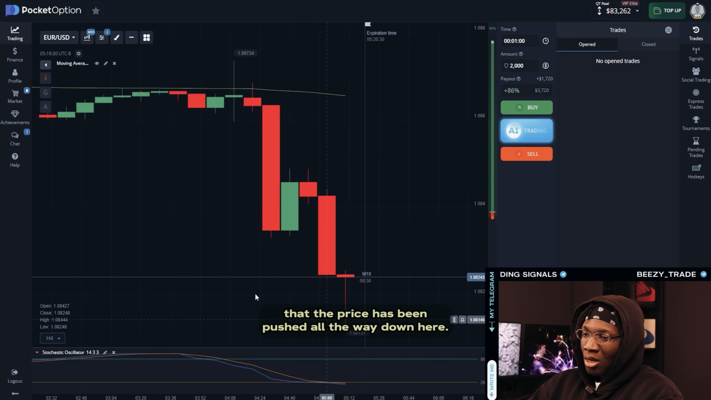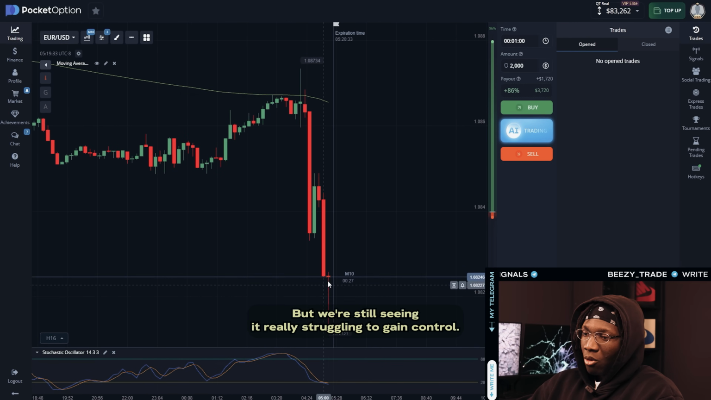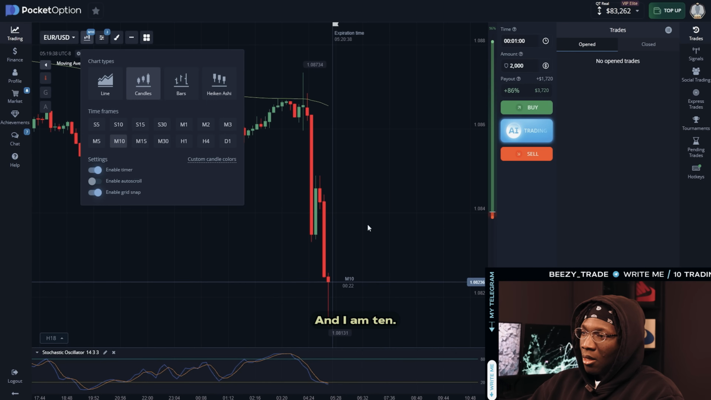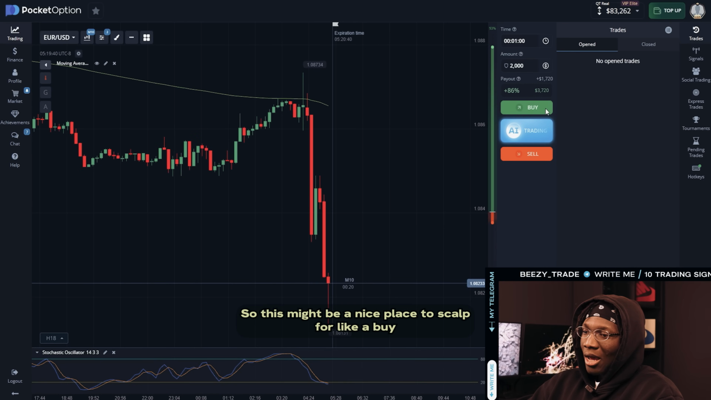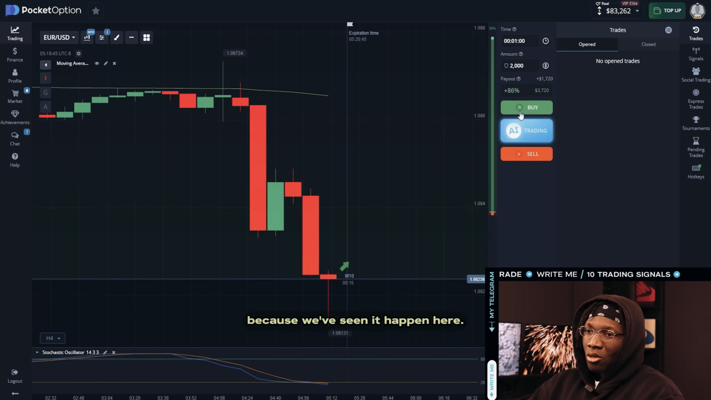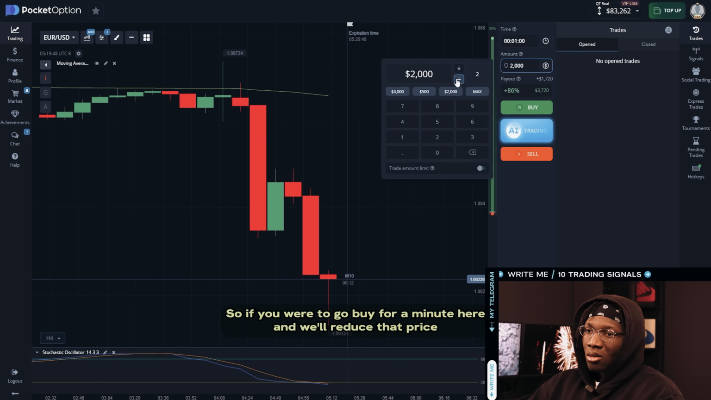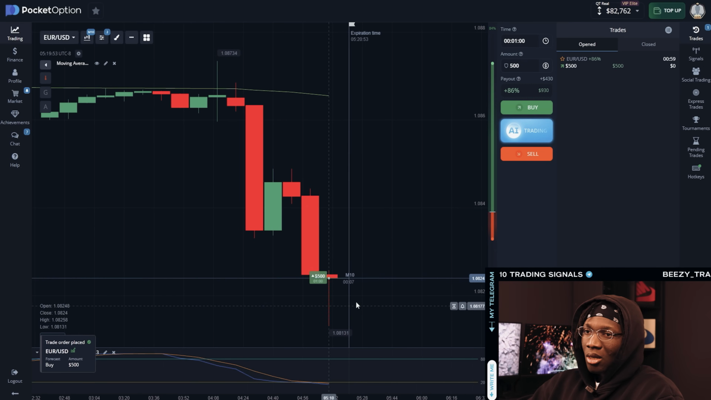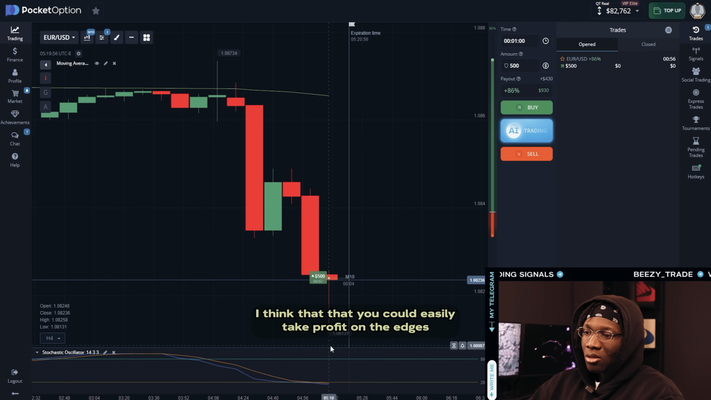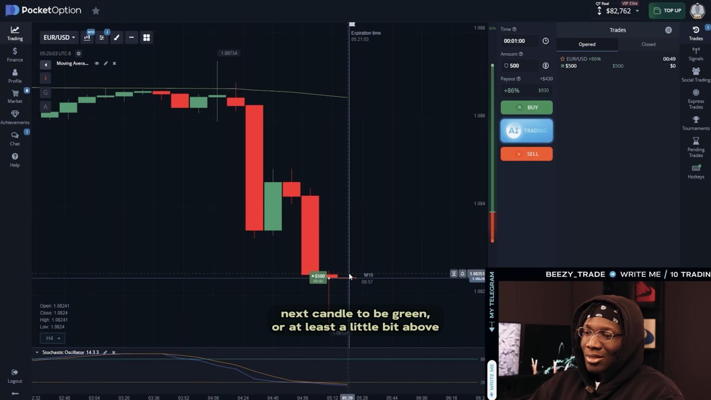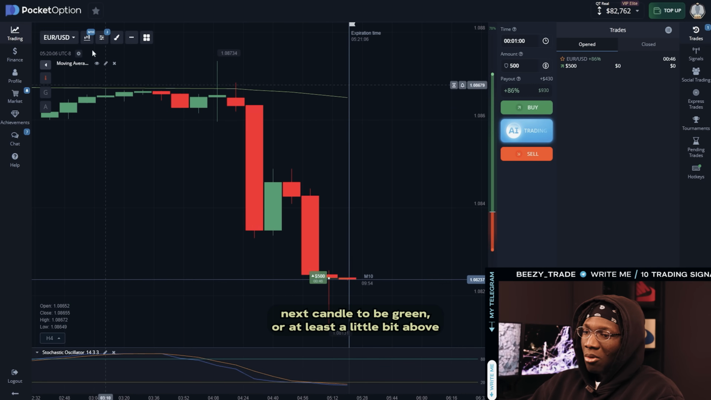Now we've seen that the price has been pushed all the way down here, but we're still seeing it really struggling to gain control in our M10. So we're seeing it be pushed back a little. So this might be a nice place to scalp for a buy, because we've seen it happen here. If you were to go buy for a minute here, let me reduce that price a little bit. I think that you could easily take profit on there just off the fact that you see that price being pushed off and you're expecting that next candle to be green or at least a little bit above that.